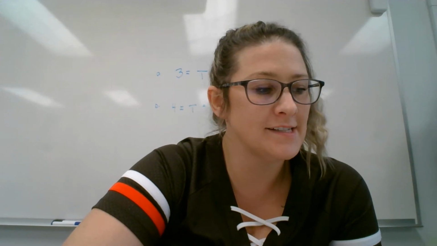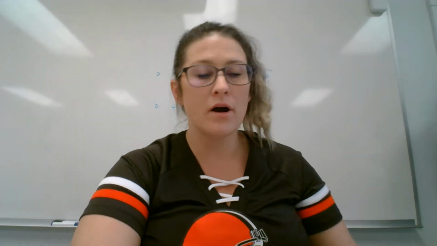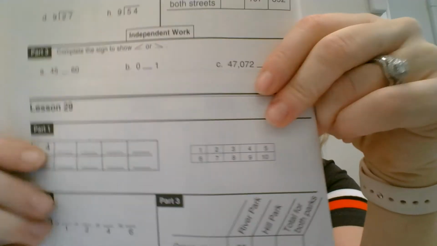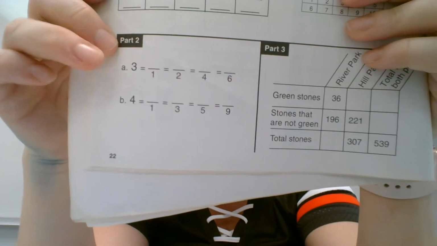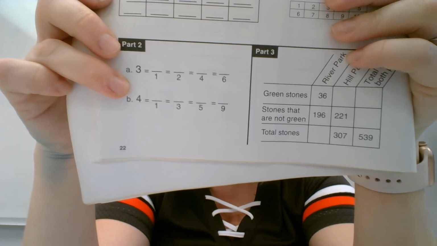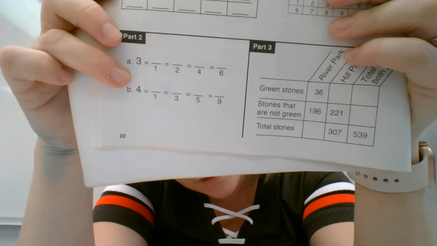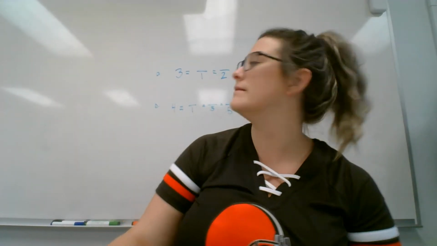Math D, lesson 29. We're starting in our workbook. Part 1, you can completely just put an X through and skip. You know I don't like those. We're going straight to part 2. Looks like this. We have completed these in the past. However, I think it's been a few lessons, so let's go ahead and go over these again. I wrote them on my board.